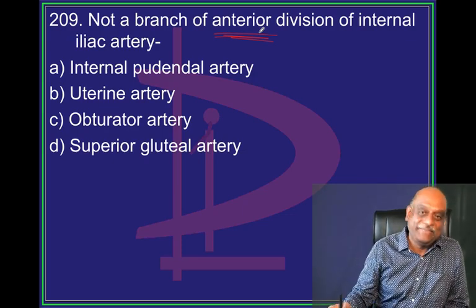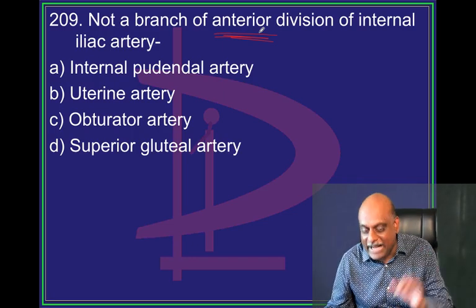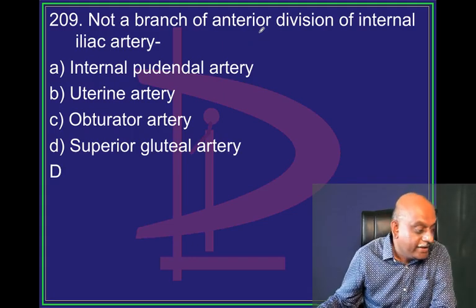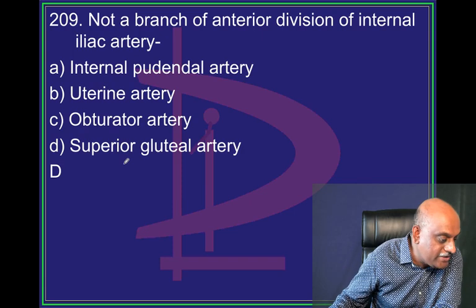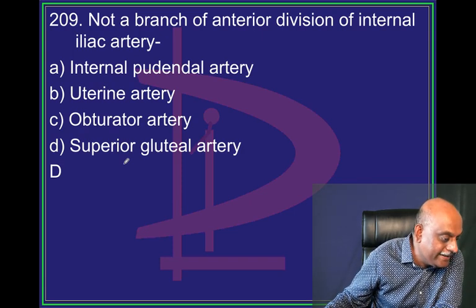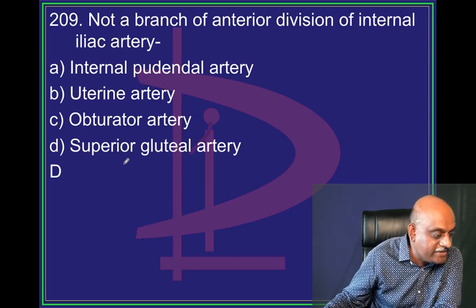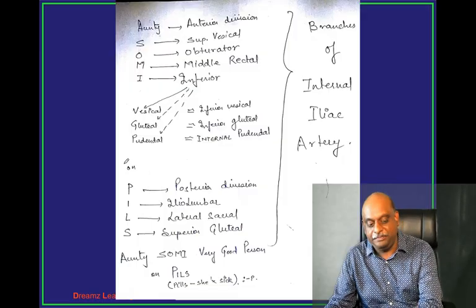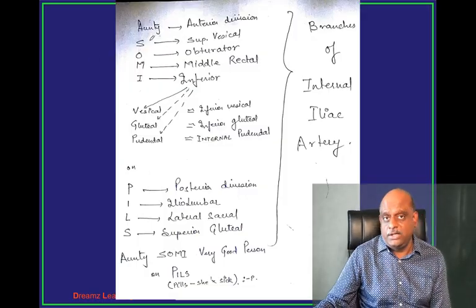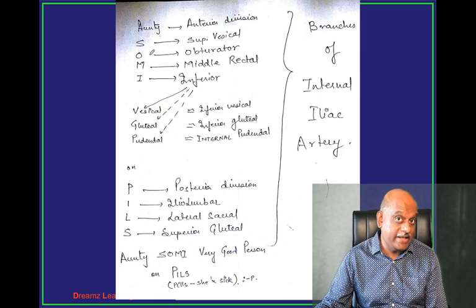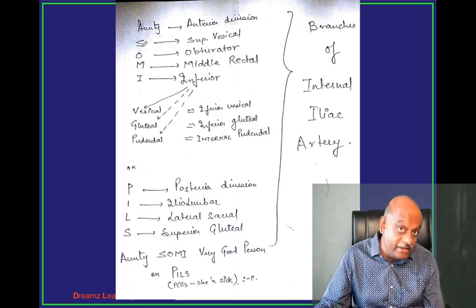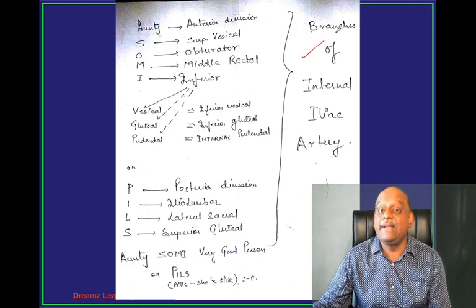So good, doctor, it is not a branch of the anterior division. D is the correct answer. Ajay, Maurya, Ammaji, Devayan, Ritvik, Visalakshi, you're all right. Doctor, you like it, you don't like it, you hate it, still you need to remember it for the NEET PG.